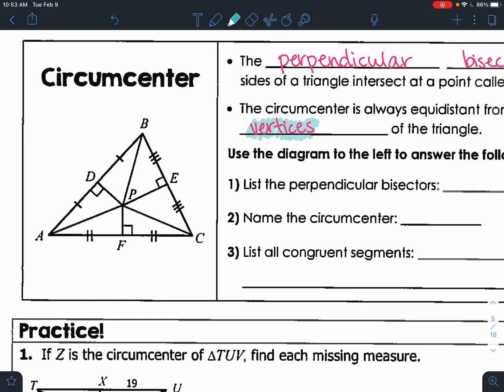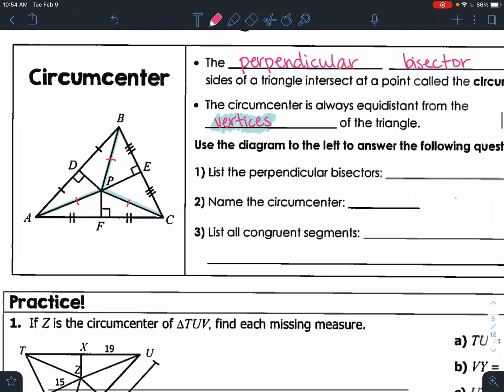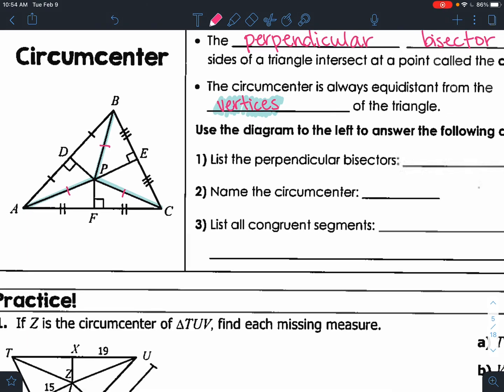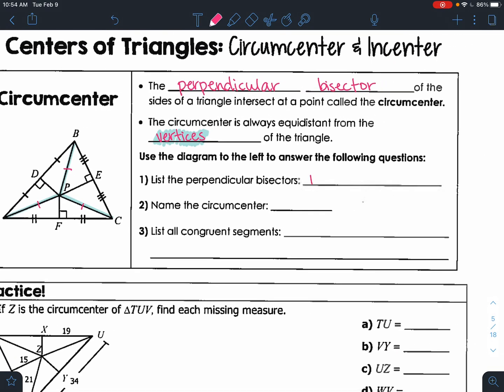So if point P is my circumcenter, then point P out to B, P out to A, and P out to point C are all congruent to each other. Okay? Now, it is formed from the sides and is equidistant to the angles. So our perpendicular bisectors in this picture would be DP and EP and FP. Our circumcenter is point P.